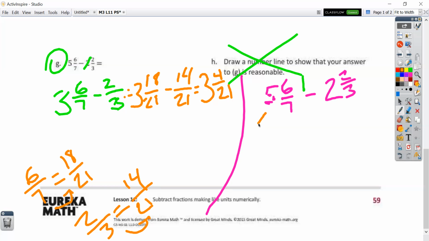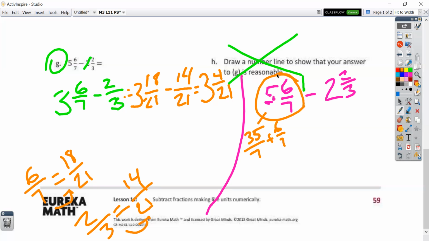So we know that 1 whole in 7ths is 7/7. So if we counted 7/7 5 times, we should get 35/7. There's 5 wholes. Now, we got to add that back to our 6/7 because this is one big number.